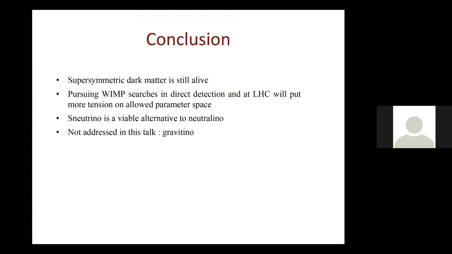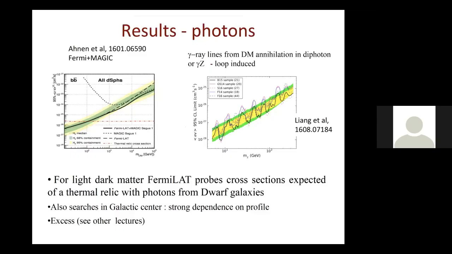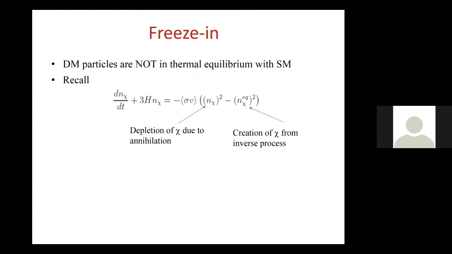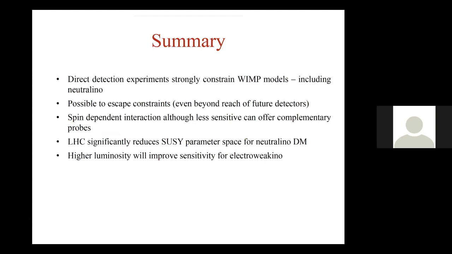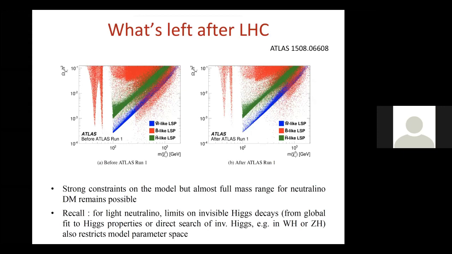So I wanted to ask about the run one results that you showed. There seem to be these points that are very low mass. So I was just wondering, what is it that lets them remain? Is it just that the corresponding accompanying strongly charged particles are very heavy, so these guys are never produced at the LHC?